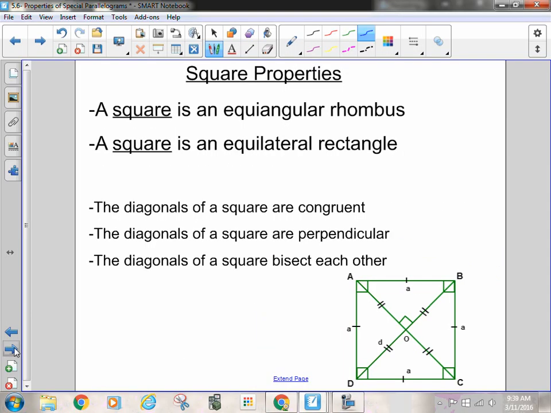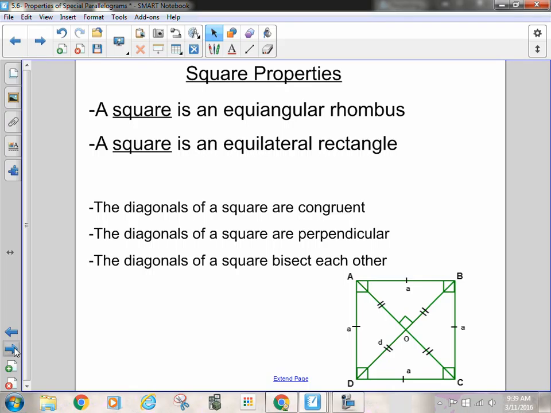Then that brings us to a square. A square is a unique parallelogram because it's an equal angular rhombus, so it follows all the rhombus properties, but has all the corner angles congruent. And then a square is also an equilateral rectangle, which means that all the sides are congruent, and so it follows all the rectangle properties. So squares are pretty cool. They cover all the rectangle properties, all the rhombus properties, and all the parallelogram properties too.